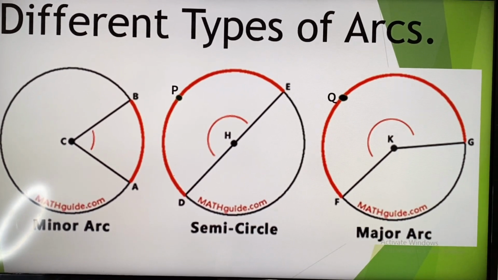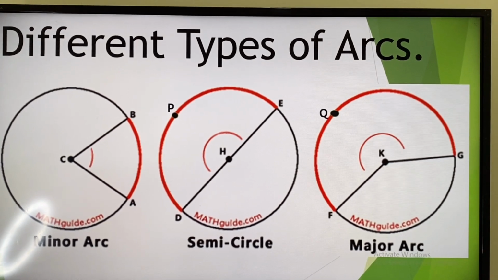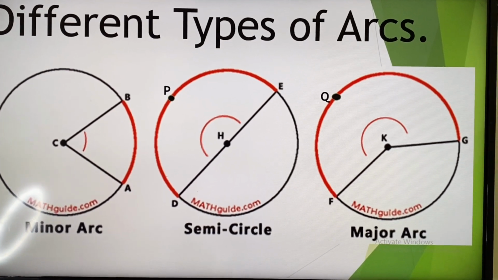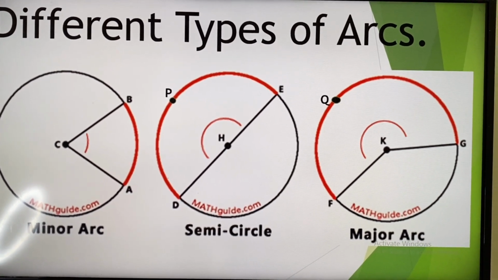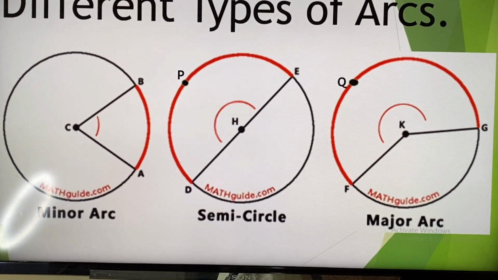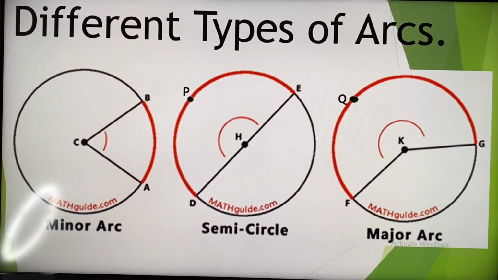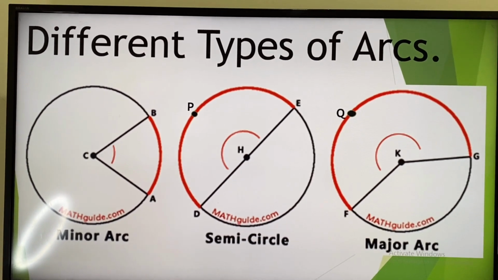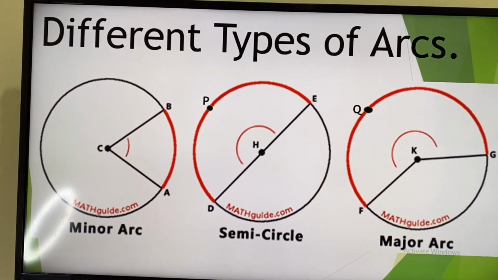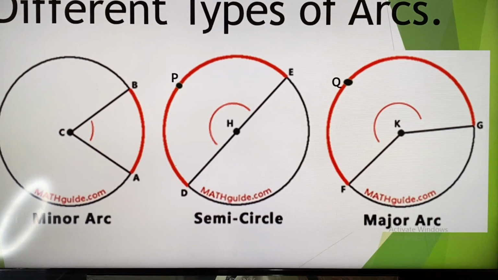So we have arc AB is equal to angle BCA or angle ACB. And then for the second figure or illustration, we have the semicircle. We can name the arc DPE, and it is equal to 180 degrees.